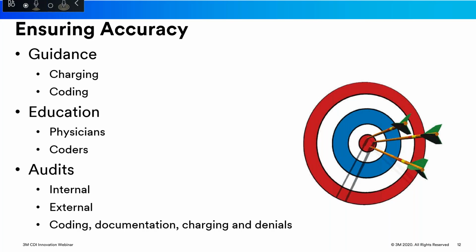You want to make sure that you're doing internal audits. You want to make sure that you're doing external audits, because sometimes you don't know what you don't know. You may have, the guidelines changed 6 months ago and you haven't had a chance to catch up on that. Someone from the outside with a fresh set of eyes may see something differently. And then make sure that you're auditing not just your coding, but also your documentation. Again, your nursing documentation in addition to your physician documentation. Make sure that you're auditing the charging and your denials, identifying those trends and providing that education.